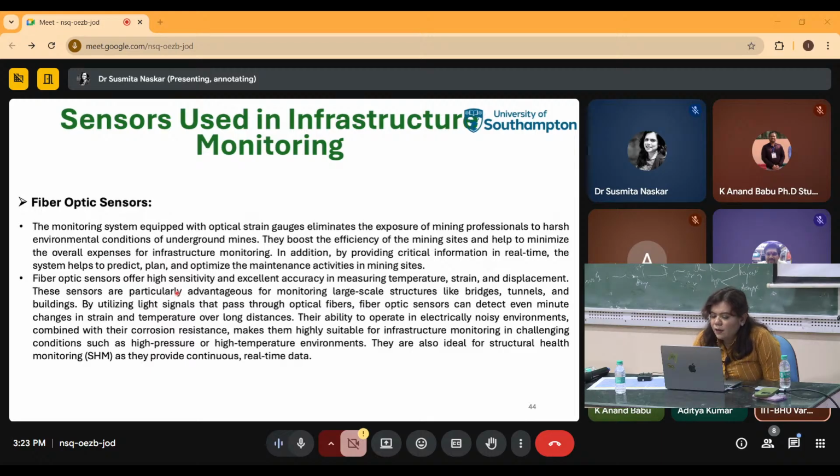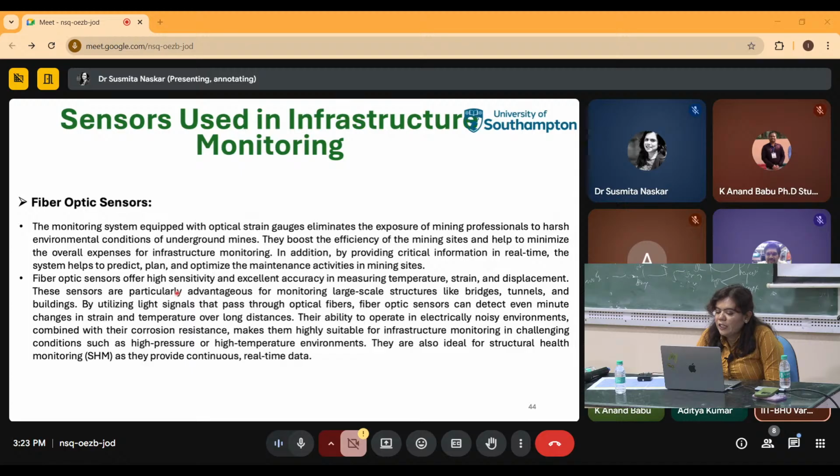Another advantage is the harsh environment. They work well in electrically noisy environments, and they are resistant to corrosion. That's one of the very good benefits of this sensor compared to the other ones. This makes them very suitable for high pressure or high temperature conditions where traditional sensors may fail, if you think about PZT or any other kind of sensors. They also provide continuous real-time data, which is crucial for structural health monitoring, and when we talk about sustainable infrastructure.